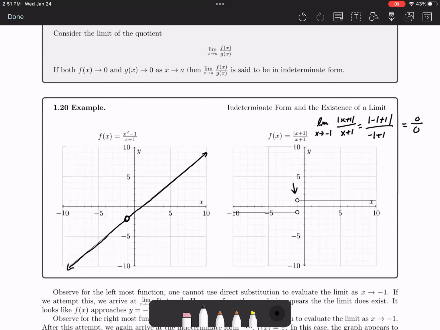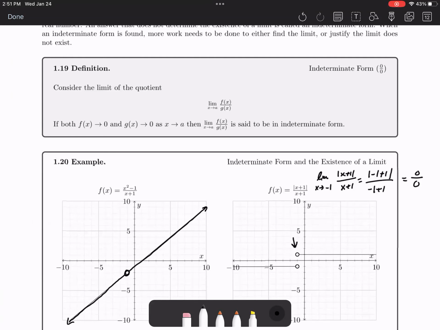So the conclusion here is, if you have an indeterminate form of 0 over 0, it's unknown whether the limit will exist or not. It's possible that it does exist. It's possible that it does not exist.